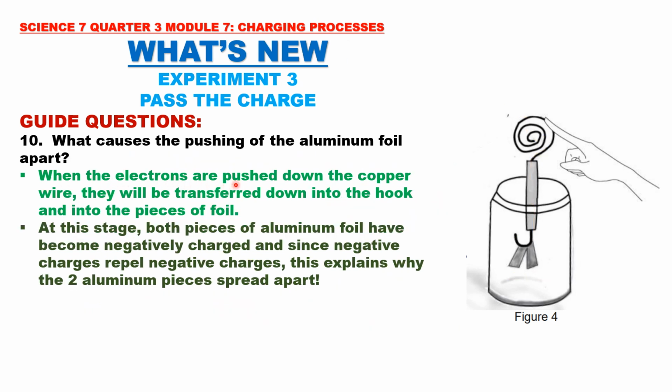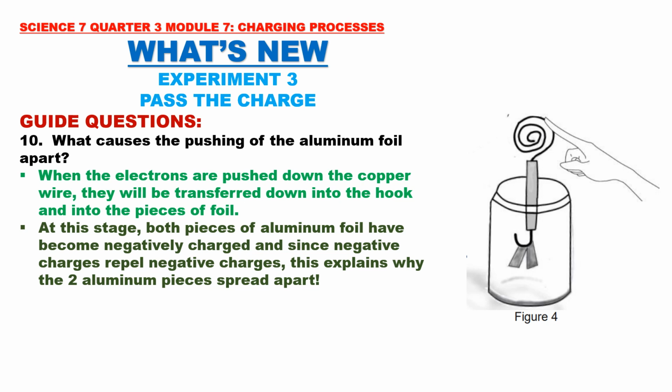When the electrons are pushed down the copper wire, they will be transferred down into the hook and onto the pieces of foil. At this stage, both pieces of aluminum foil have become negatively charged. And since negative charges repel negative charges, this explains why the two aluminum pieces spread apart.